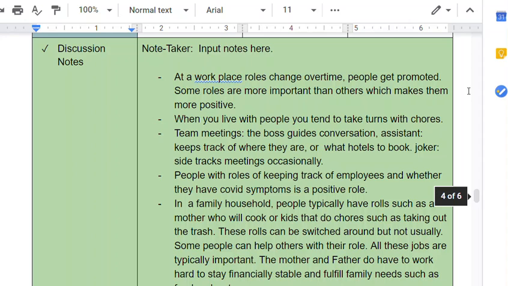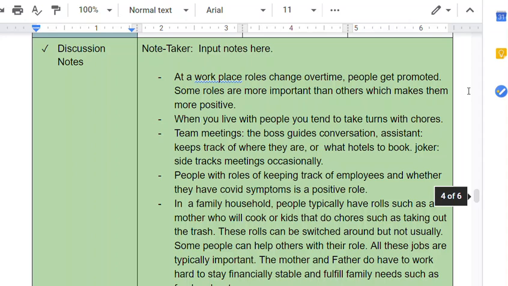And I said sometimes roles can be more positive than others, and when you mentioned positive, I thought of it more as a more effective role. So some roles can be more effective, as in the person who assigns the roles for the day is going to be more effective than just an order taker.